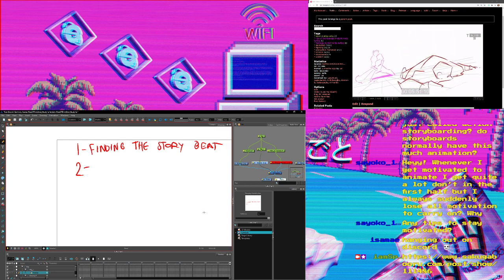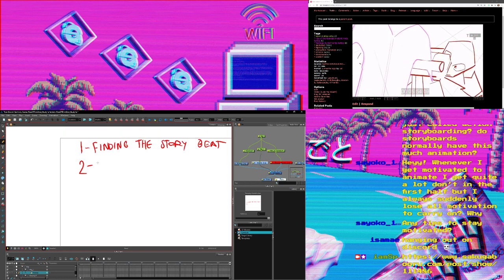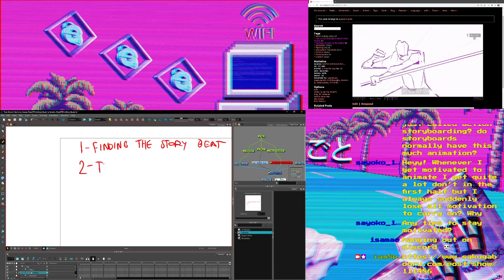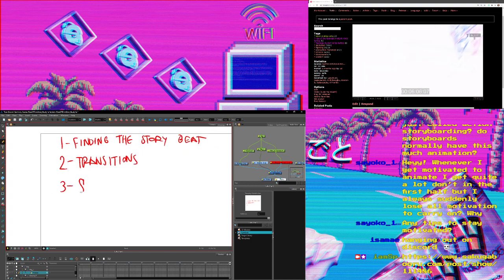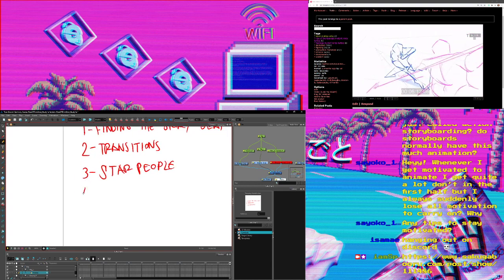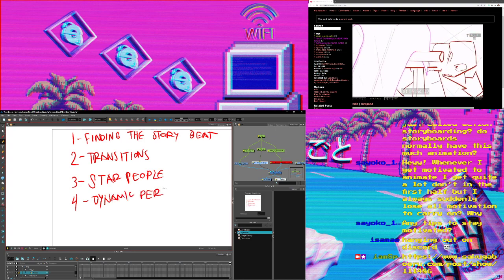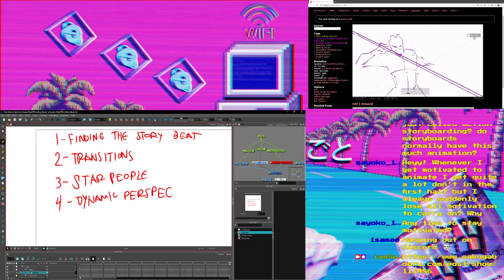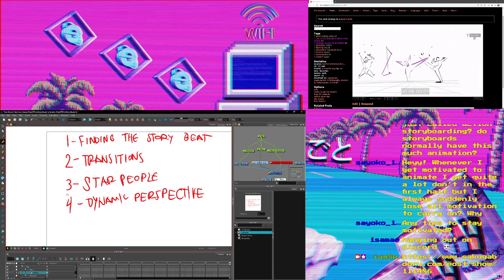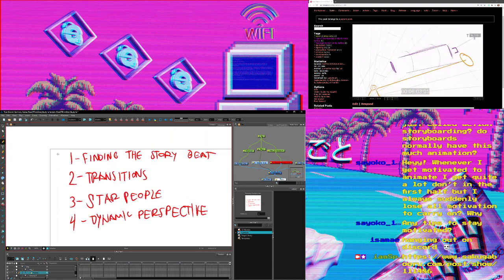Number 2, transitions. And number 3, star people. And number 4, perspective. Or dynamic perspective, actually. Dynamic perspective. These are 4 of the areas we're going to be paying close attention to today. The main ones we're going to be paying attention to are these 2.